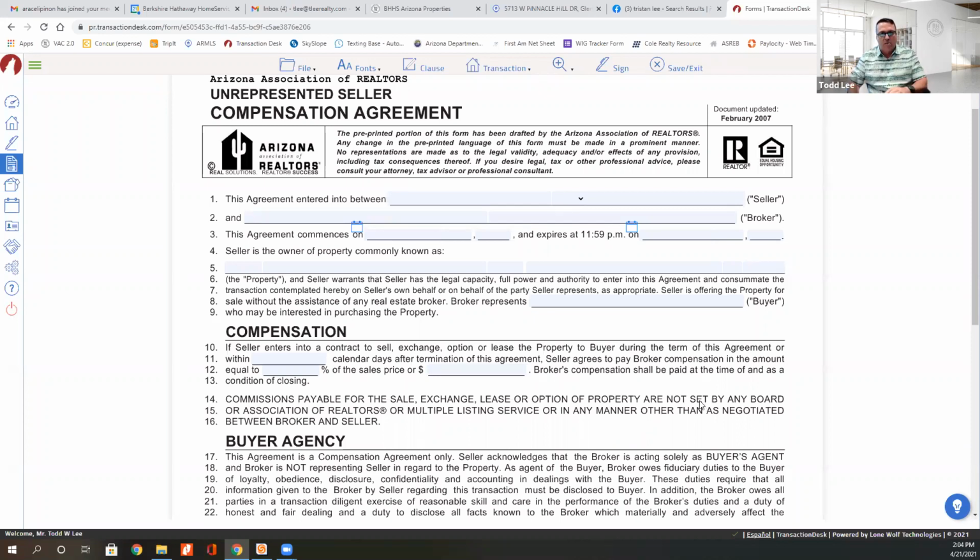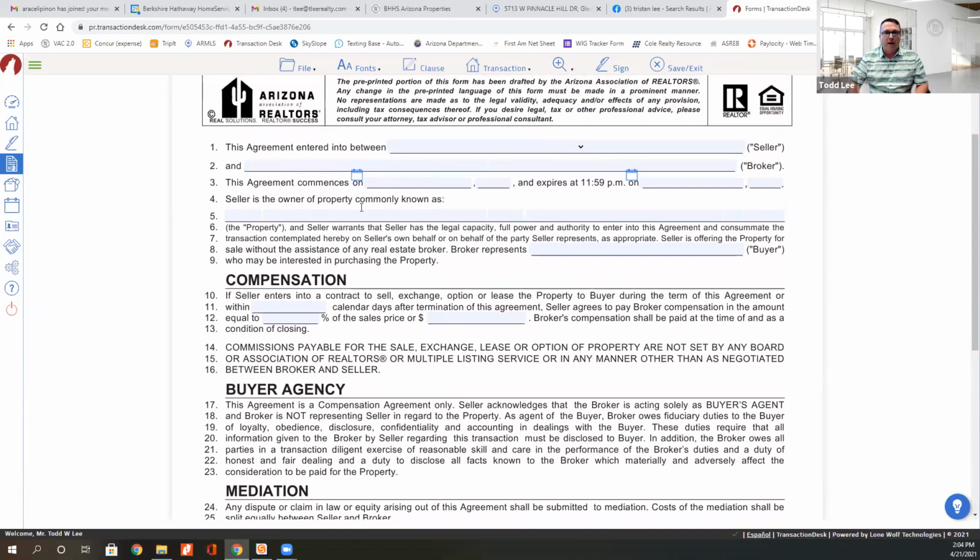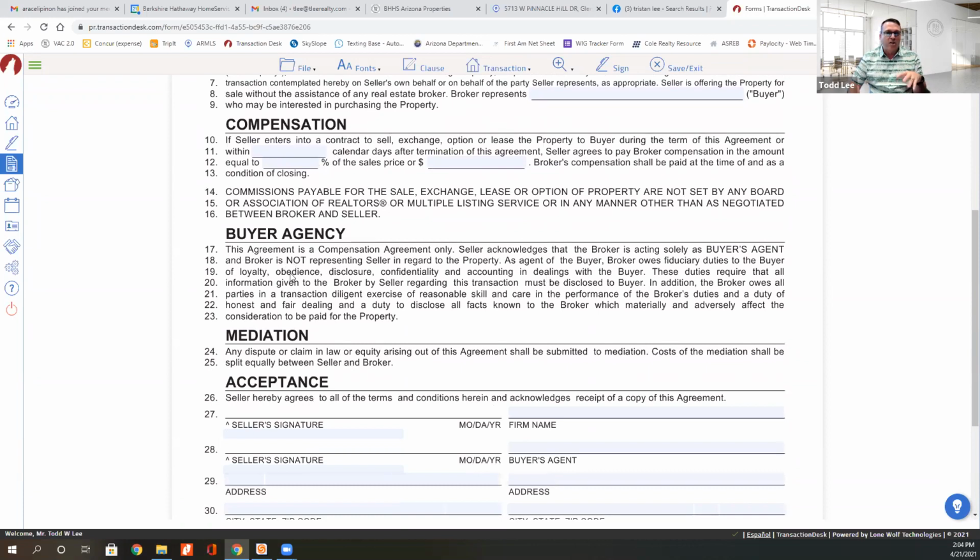So then you go by and you get them to sign this form, have the compensation form filled out for them, an agreement between the seller and you, the broker. It commences on such and such date, ends on such date. It also protects you that if within a certain number of calendar days after the termination of the agreement, the buyer that you brought in buys the house, you still want to be paid. It goes through that buyer's agency, and it says the agreement is a compensation agreement only, and that we are not representing the seller. We are the buyer's agent, period. So making sure that they understand that.